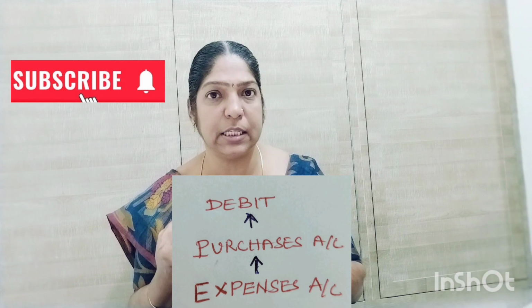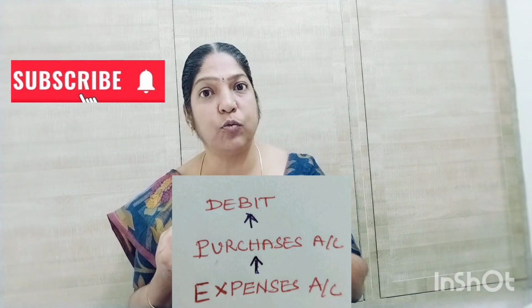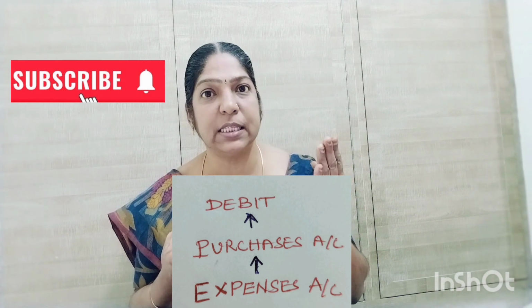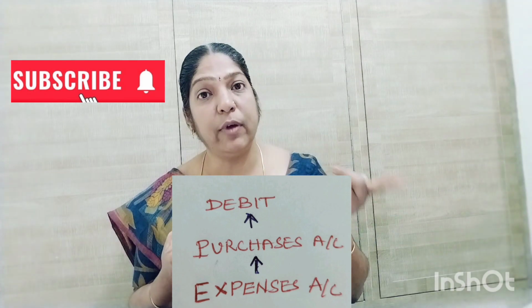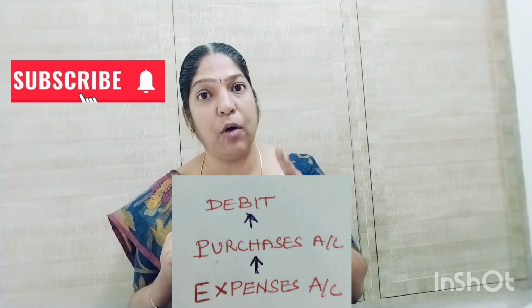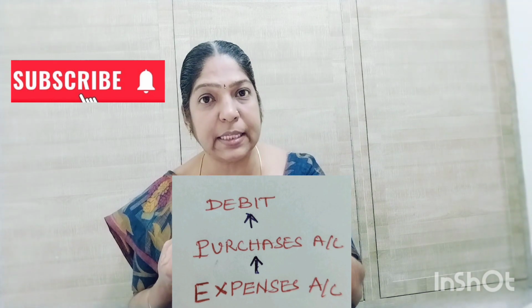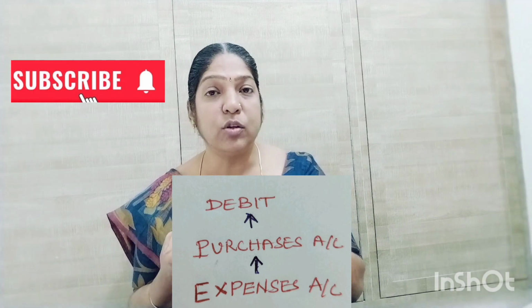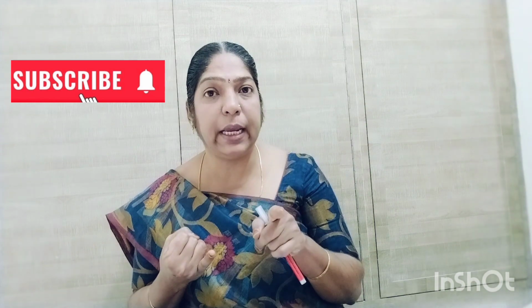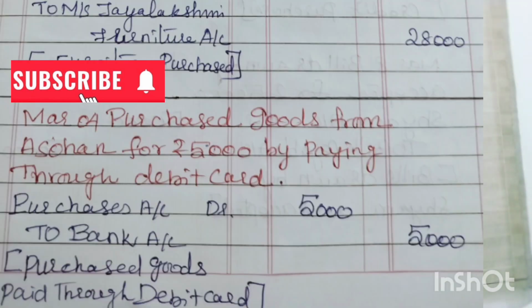First take the purchases account. If you purchase goods, your expenses increase, right? So your expenses increase, you have to debit the expenses account, which means you have to debit the purchases account. So in the journal entry, you have to write purchases account 5,000. Purchases account debited.